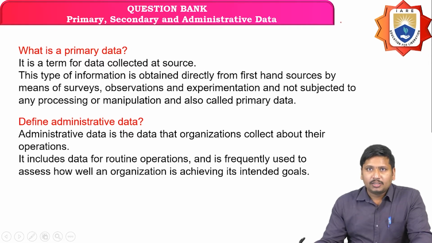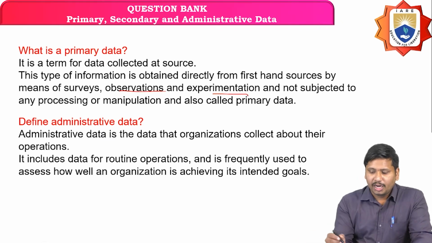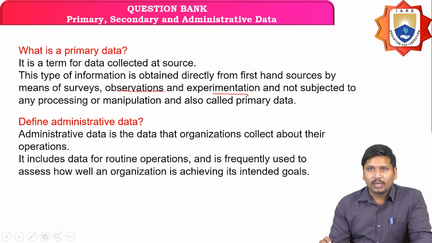So primary data is the term used for data collected at source, and this type of information is obtained directly from first-hand sources through surveys, observations, or experimentation, and is not subjected to any processing or manipulation, right?